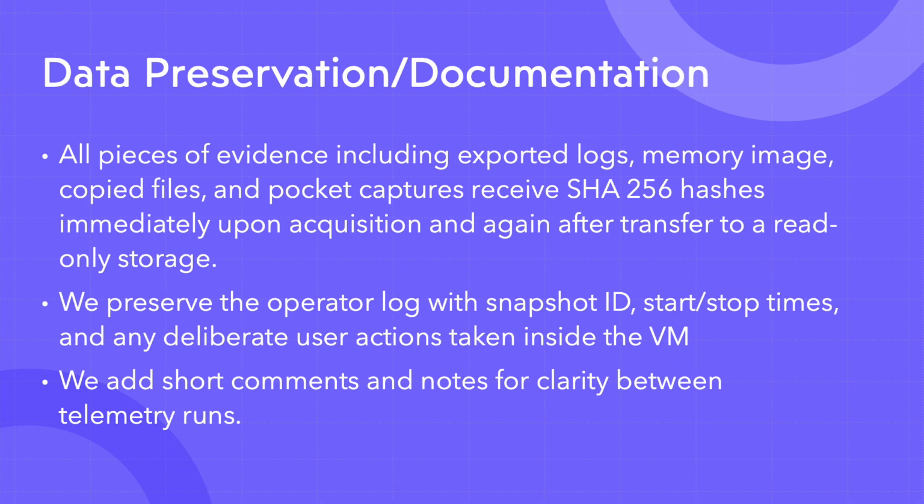Preserving the integrity of our collected evidence is important when doing this type of analysis. Every piece of evidence, including logs, memory images, and packet captures, is immediately hashed using SHA-256 upon acquisition. These hashes are then verified again after transferring the evidence to read-only storage to confirm that no data has been altered. We also maintain a detailed operator log for each run, documenting the VM snapshot ID, start and stop times, and any actions taken by the operator, ensuring that our process is both transparent and reproducible. We will also add short comments and notes for clarity between telemetry runs.